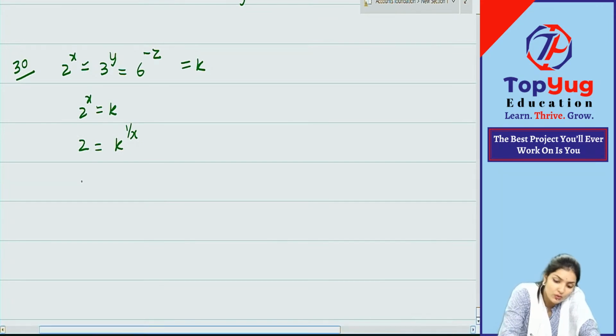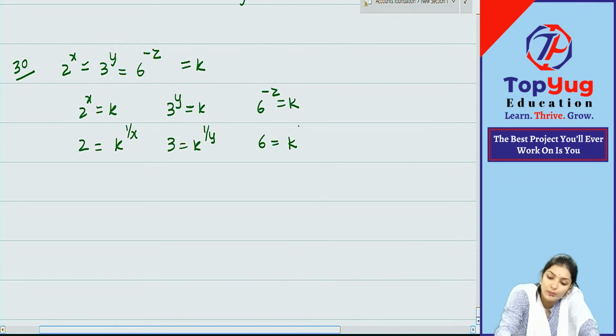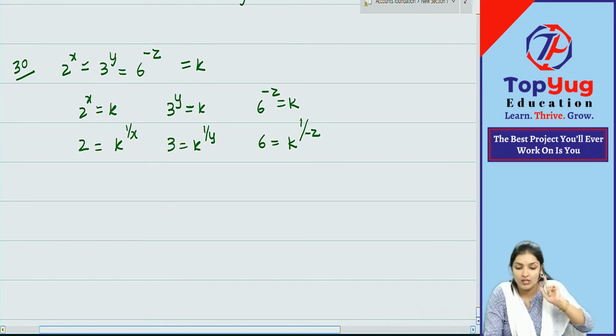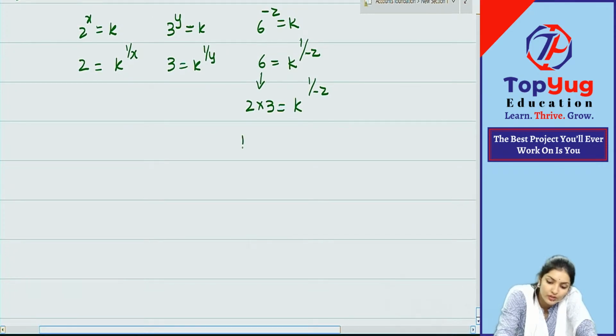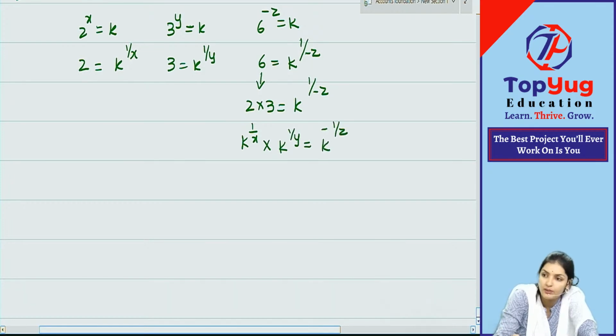Now, similarly, 3 to the power y is equal to k. So 3 is equal to k to the power 1 by y. Now 6 to the power minus z is equal to k. 6 is equal to k to the power 1 by minus z. Am I clear? Now, this 6 can I write it as 2 into 3 is equal to k to the power 1 by minus z. So what is 2? K to the power 1 by x. What is 3? K to the power 1 by y. This is minus 1 by z.